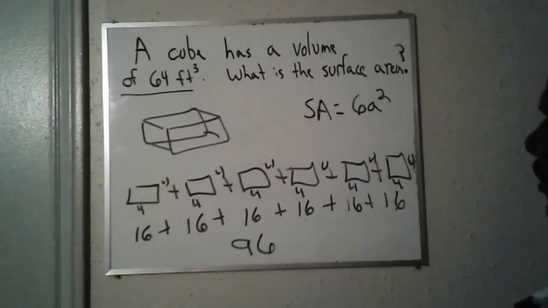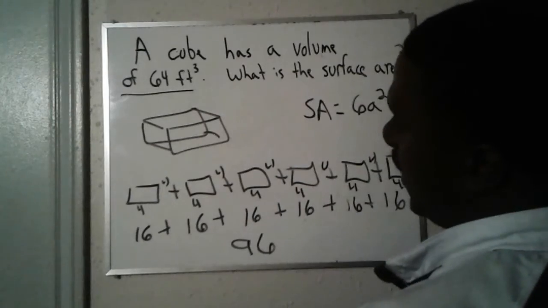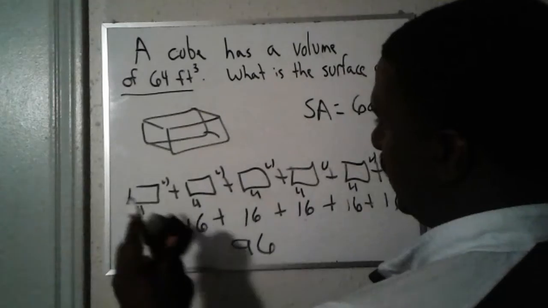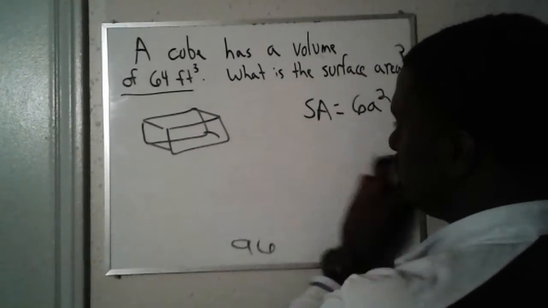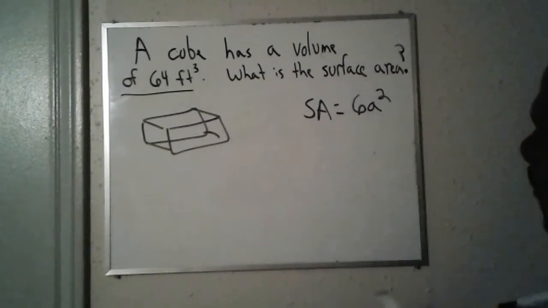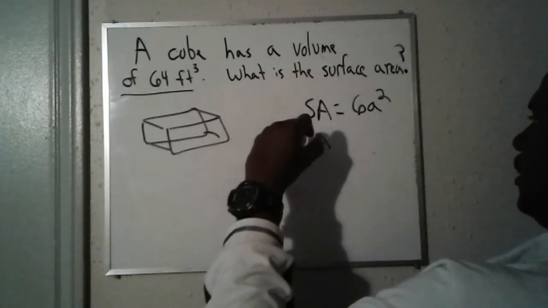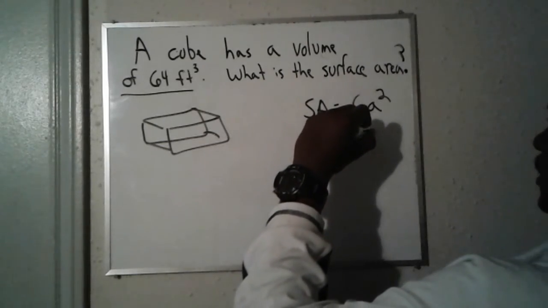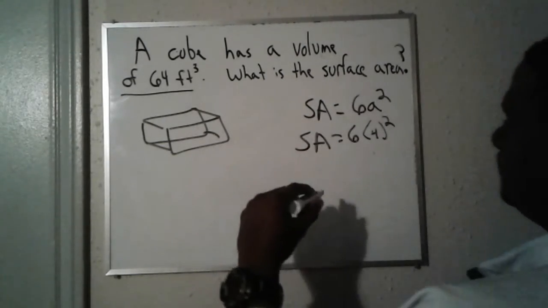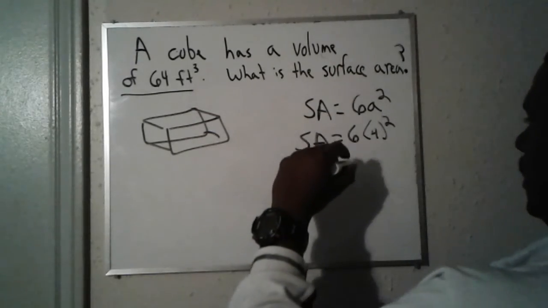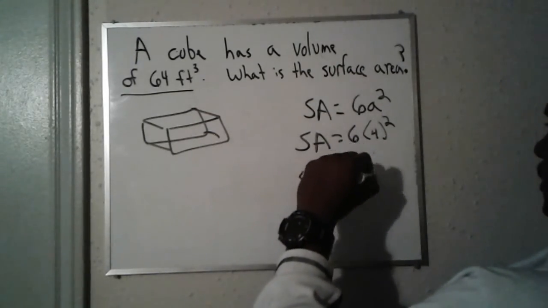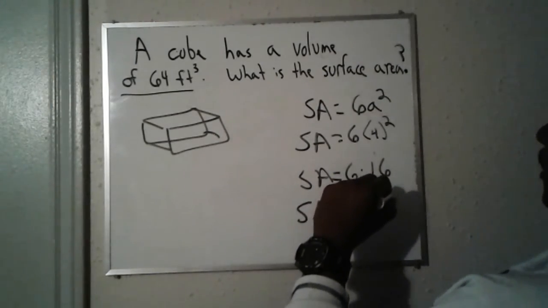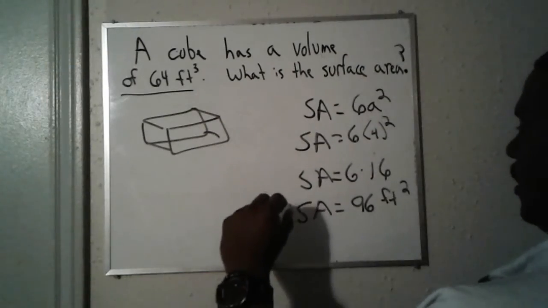Right? Now, what I didn't put on the other one, when you measure volume, it's in cubic units. When you're talking about surface area, it's always going to be square units. So that's 6, and the side squared is 4 squared, and that is 6 times 16, and the surface area equals 96 feet squared.